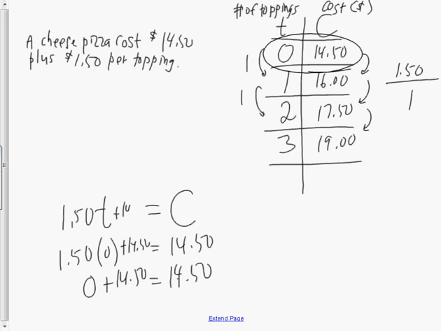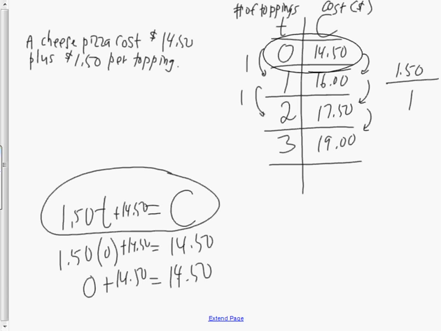which means the equation that represents the relationship between toppings and cost is 1.50 multiplied by the number of toppings plus a constant of 14.50, and that represents your cheese pizza, right? And that will always equal the cost of everything.